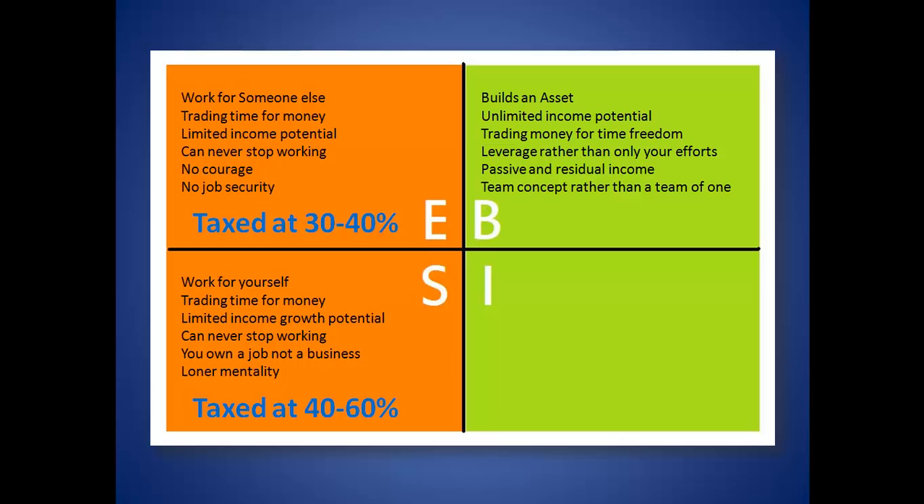I talked about it just briefly, leveraging the efforts of many rather than enjoying just the efforts of your own production. It is passive and residual, right? So it is a passive income on the right-hand side of our page versus active income on the left-hand side of our page. Well, again, trading time for money. And it's a team concept rather than a team of one. So there is that team support, there is that team momentum, there is that team camaraderie, and what I've spoken to in the past about, there is that force of majority, right?